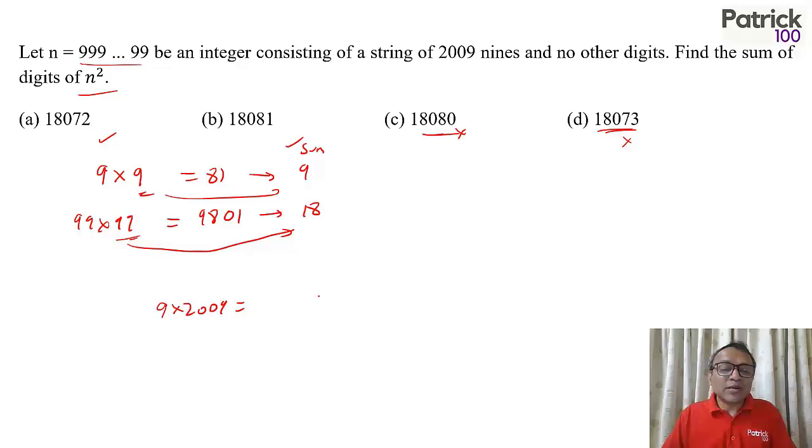If you calculate it, 81018. So you can make out B is the answer. You'll get the answer. Just form the patterns. With 2 or 3 numbers, you can form the pattern. The moment you form the patterns, you can look at a larger number and solve.